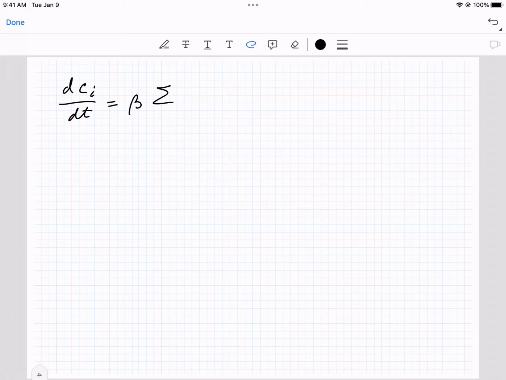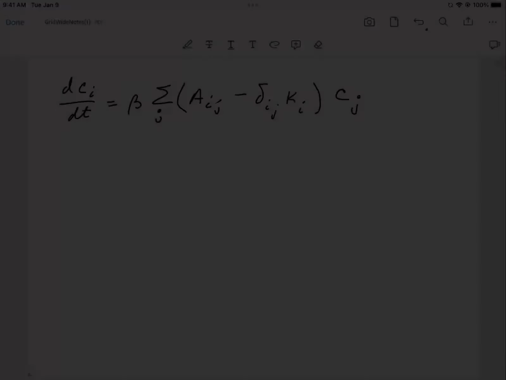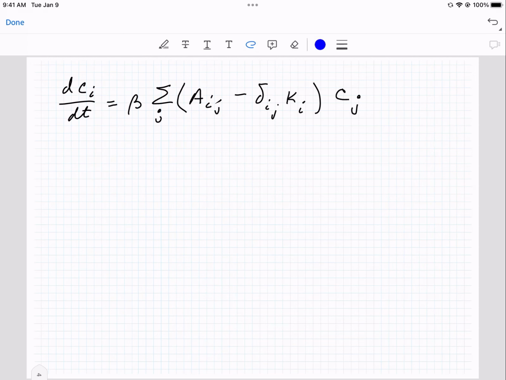Using a Kronecker delta, I can now have a sum over both terms, so I'll have the sum over j of Aij minus the Kronecker delta, delta ij, multiplying k sub i, and this all multiplies c sub j. Now this we'll recognize from an earlier lecture as related to the graph Laplacian. It's the negative of the graph Laplacian, so this will be minus Lambda ij. And that allows us to write this equation in a very simple form.